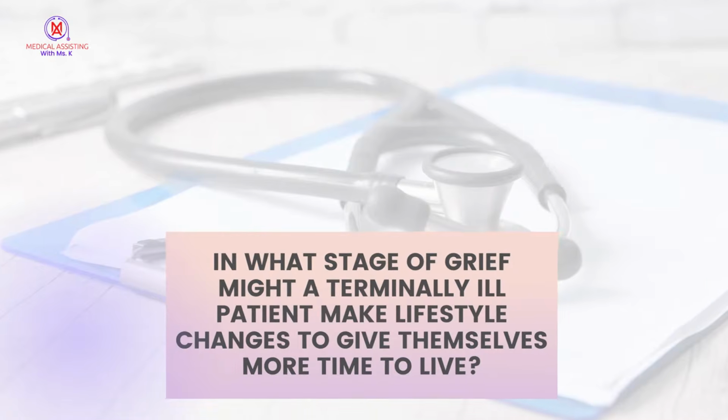In what stage of grief might a terminally ill patient make lifestyle changes to give themselves more time to live? So the stages of grief. Now, in this stage, and it's 5 stages, a terminally ill patient is trying to make lifestyle changes. They found out that they don't have long to live. And so they're trying to make lifestyle changes in hopes of giving themselves more time.